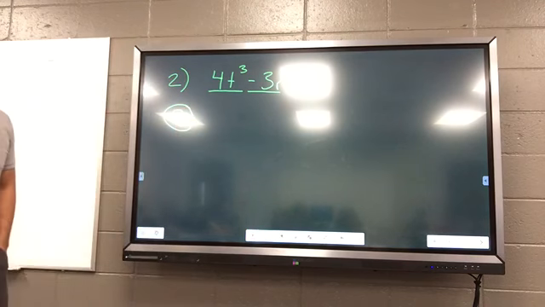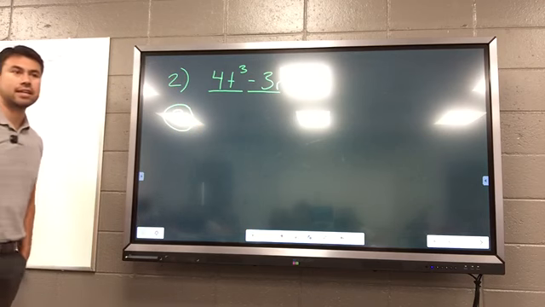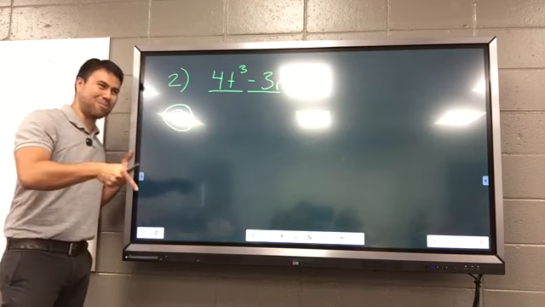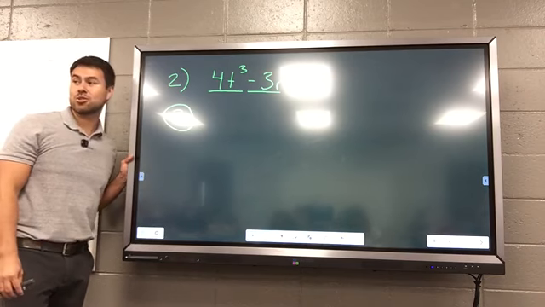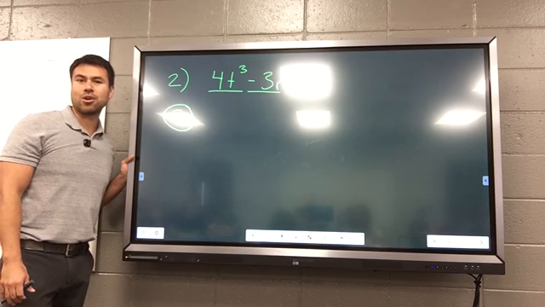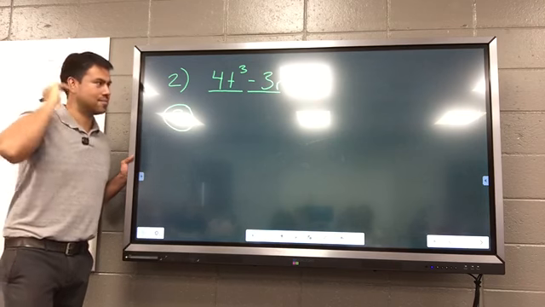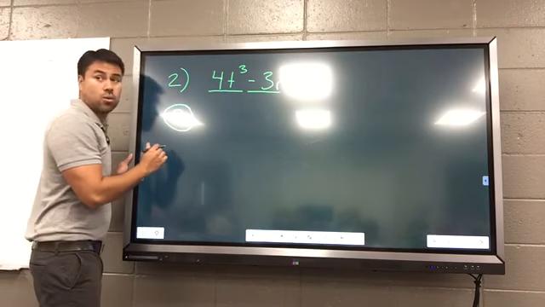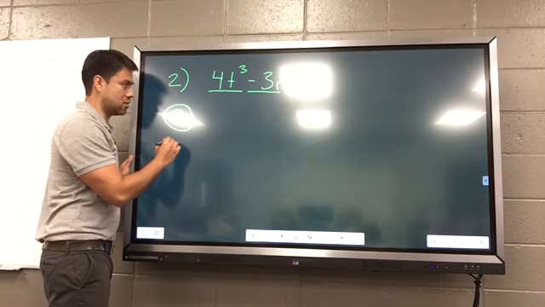3 terms. All right. What are the numerical coefficients? So what are the numbers that are being multiplied in these terms? Okay. I'm going to go with Hagen. What are the numerical coefficients?